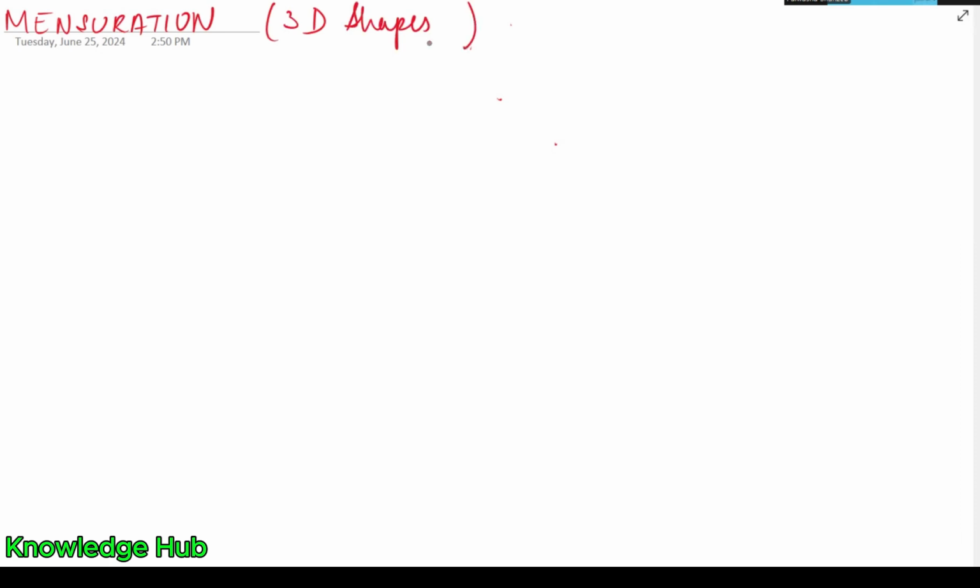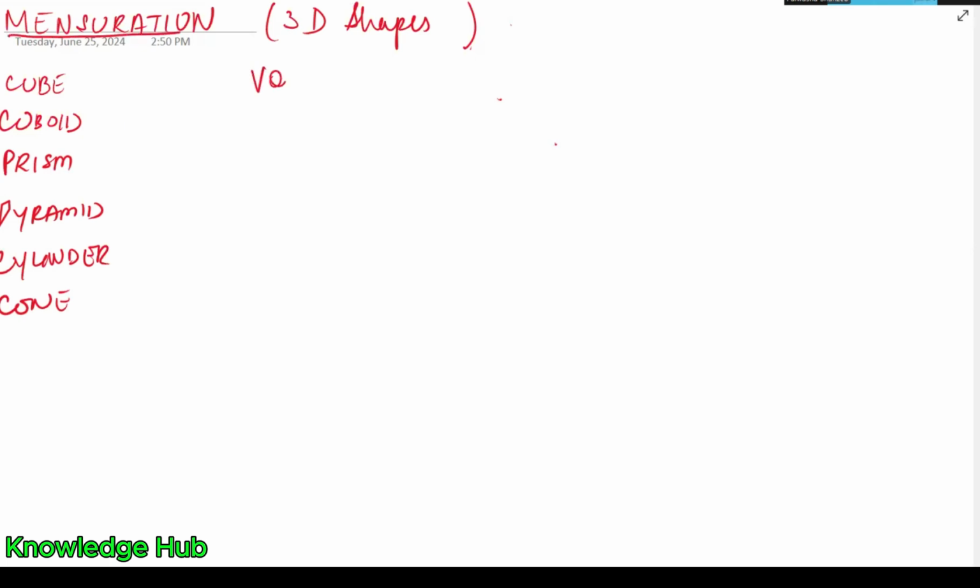All right. So we are going to discuss cube, cuboid, prism, pyramid, cylinder, cone. All right. Let us start with a basic 3D shape, that's cube. But before that, you should know what volume and surface area are.